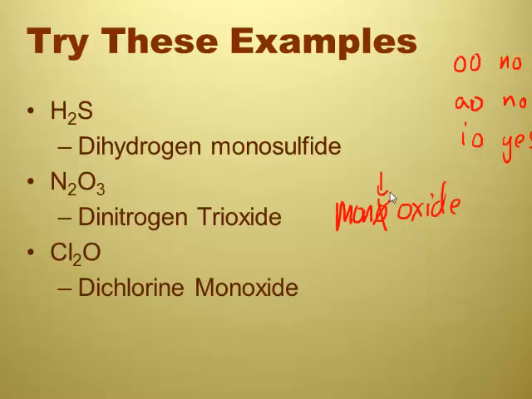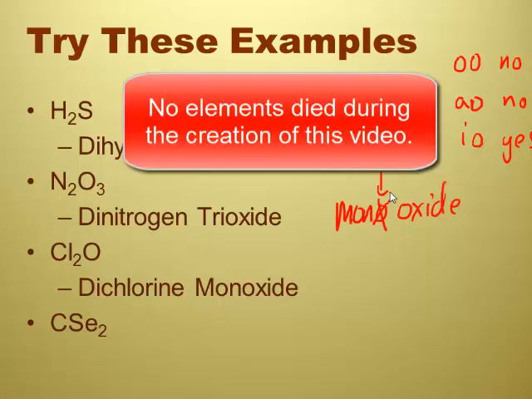Instead of monooxide. Okay. Last one here. 1 carbon. So just carbon, no mono for that very first element. I almost was going to do that, monocarbon. No monocarbon, just carbon, because that's pretty obvious that there's 1. Selenium, so selenide, and there's 2 of them. So diselenide. Carbon diselenide.